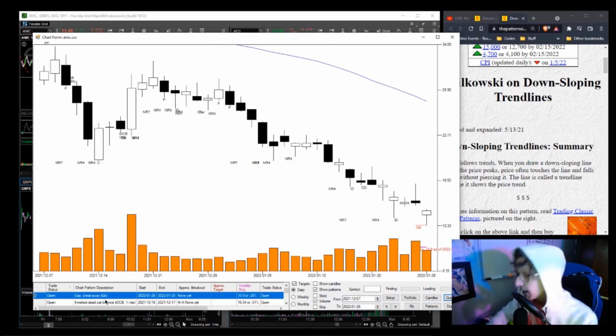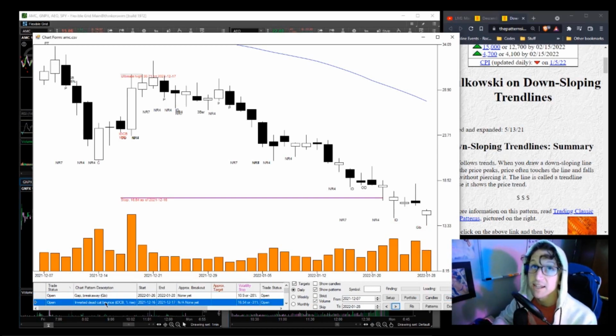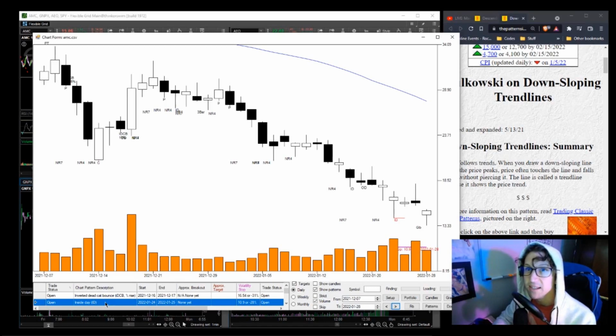So we do have some open patterns. It looks like today we had a breakaway gap. A breakaway gap would imply more downside, I think. We do have an inverted dead cat bounce from a while ago that's still open. Here we have an inside day. Again, no price target. These are unconfirmed patterns.